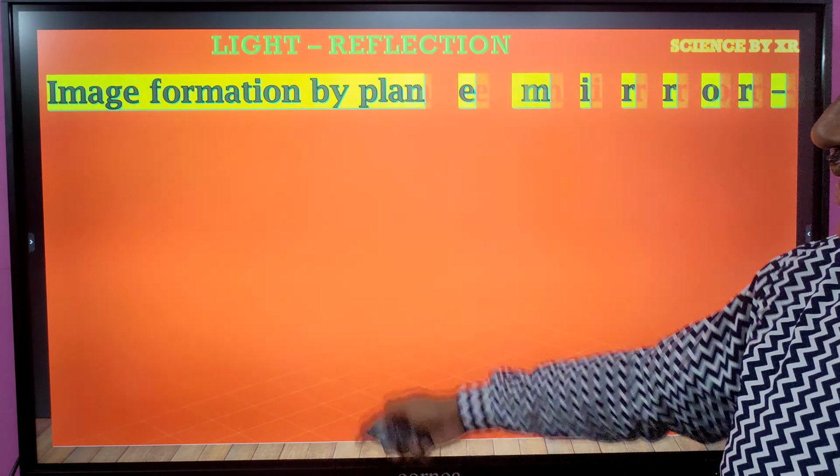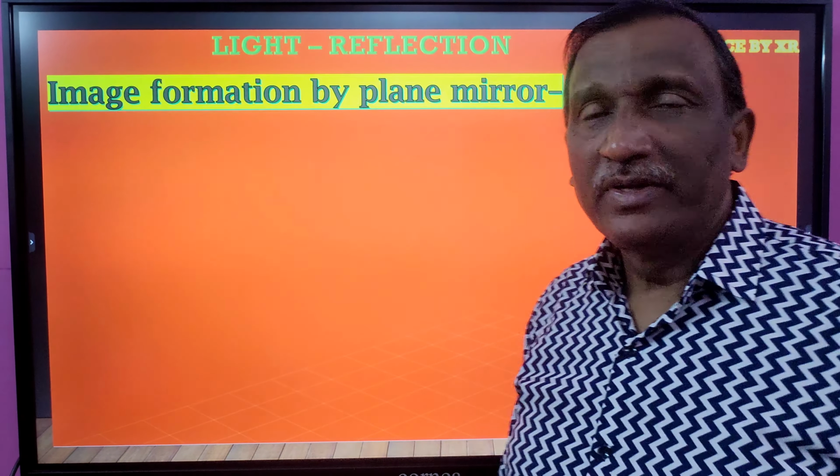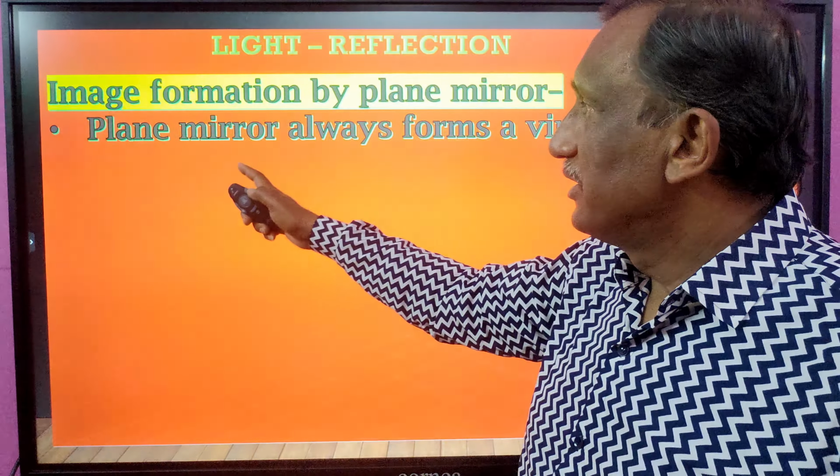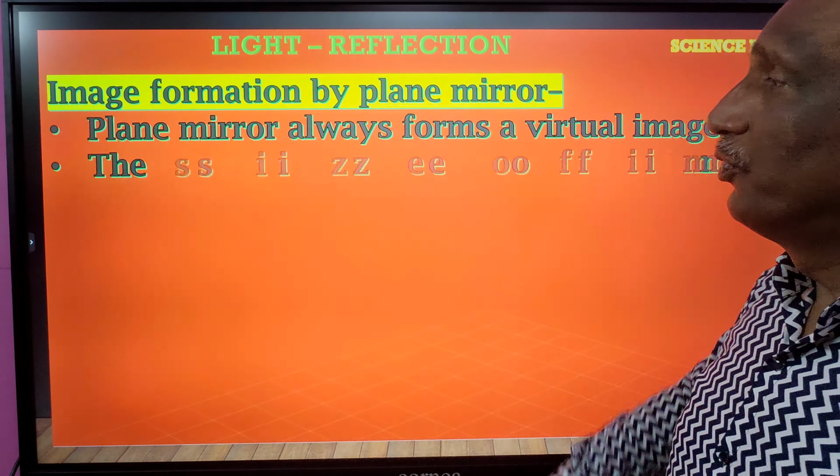Okay, image formation by plane mirror. That is how the image is formed in the plane mirror. We are seeing what are the laws of reflection. Now we have to see how the image is formed. So how image is formed is, first, the plane mirror always forms a virtual image.